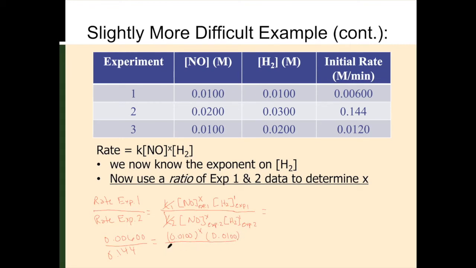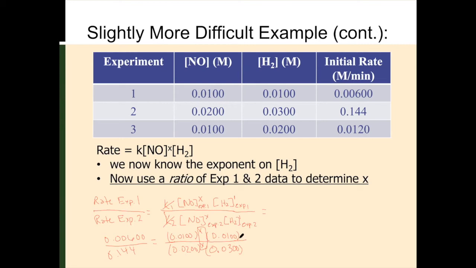And so the concentration of NO in experiment 2 is 0.02, once again raised to the power of x, and the concentration of H2 in experiment 2 was 0.03. Okay, and again, I know the exponent on that. That's an exponent of 1. So you can kind of see how this is going to play out. You just do the math at this point, and you're going to use algebra to isolate x.